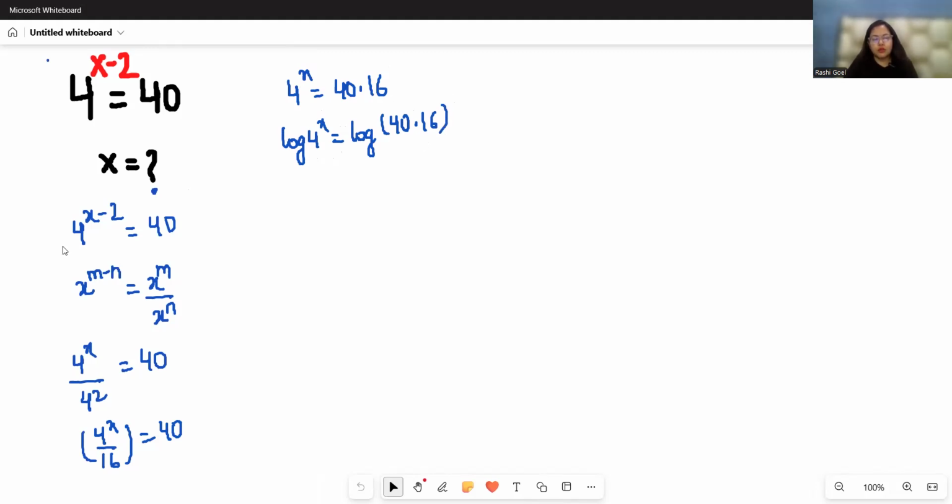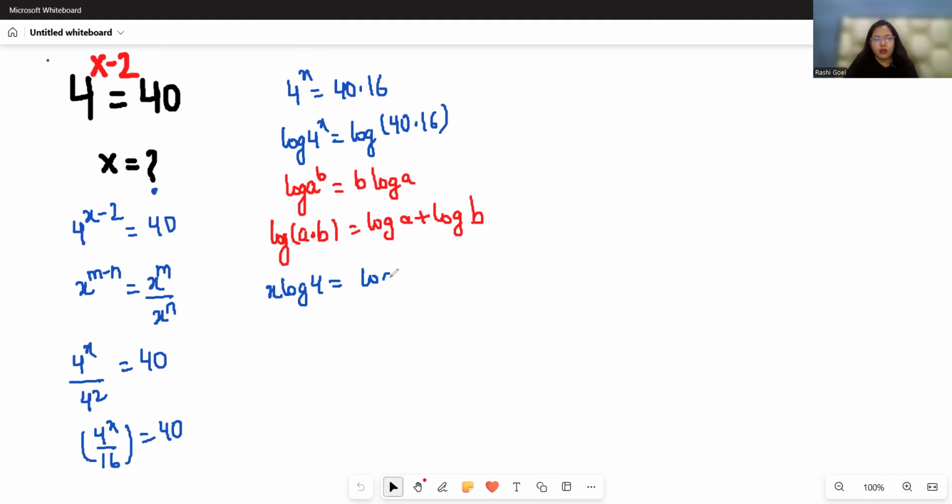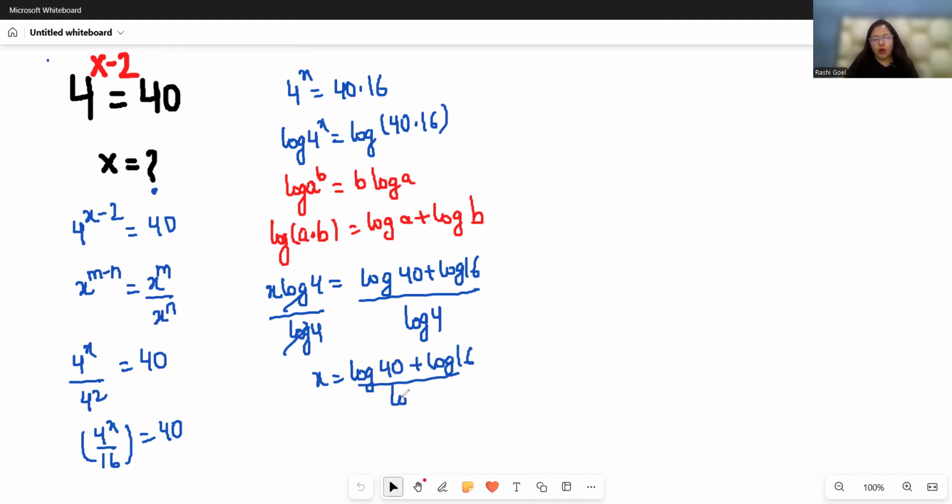Now I'm going to use two log rules, that is log a^b, we can write it as b log a, and log of a times b, we can write it as log a plus log b. So it's x log 4 equal log 40 plus log 16. So if I divide both sides by log 4, this will cancel out. So x equal log 40 plus log 16 by log 4.